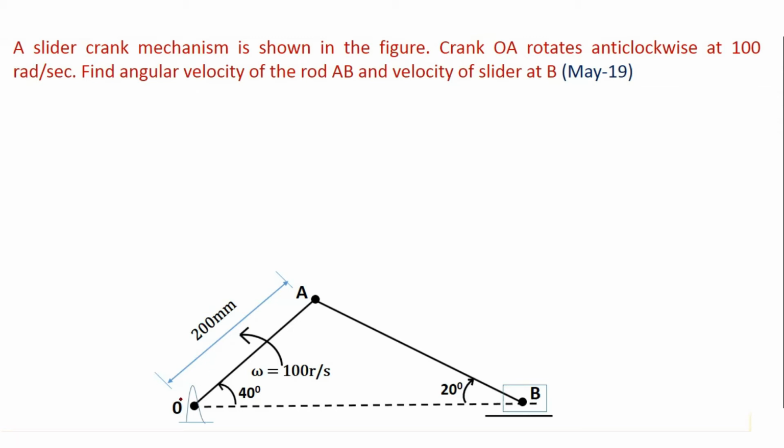So in this diagram, you can observe that there are two links. One link is this OA and the other link is this AB. Now as there are two links, the number of ICR will be what? Yes, it will be 2. So there will be two ICRs for two links.